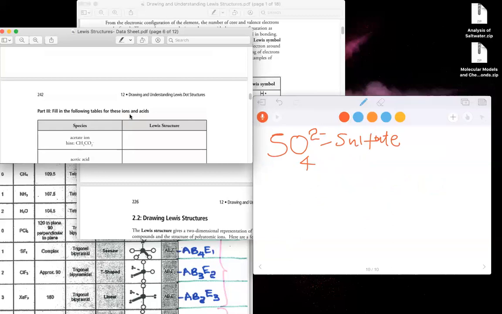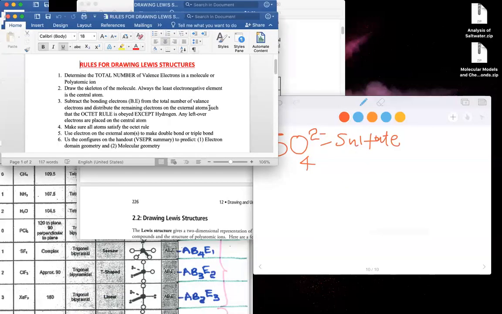Using the rules we looked at before, first of all, you have to find the total number of valence electrons. This is rule number 1. Sulfur is in group 6, oxygen is in group 6, and then we have this times 1, that's going to be 6. 6 times 4, this is 24. I end up with 30 valence electrons.